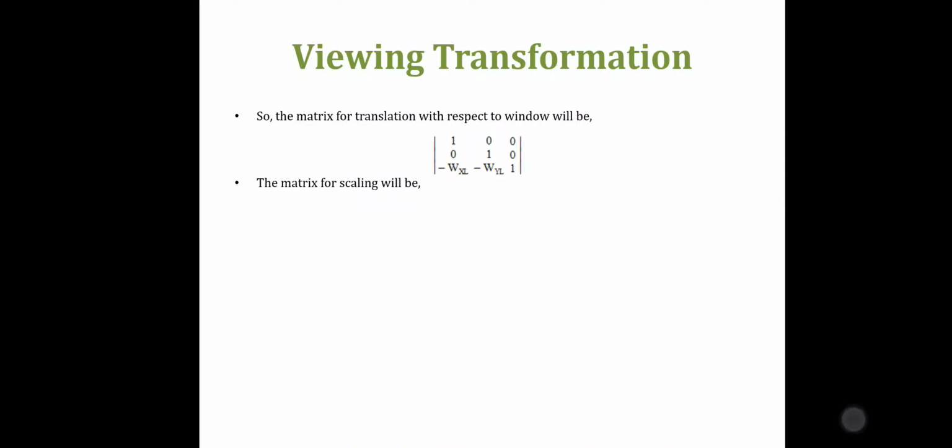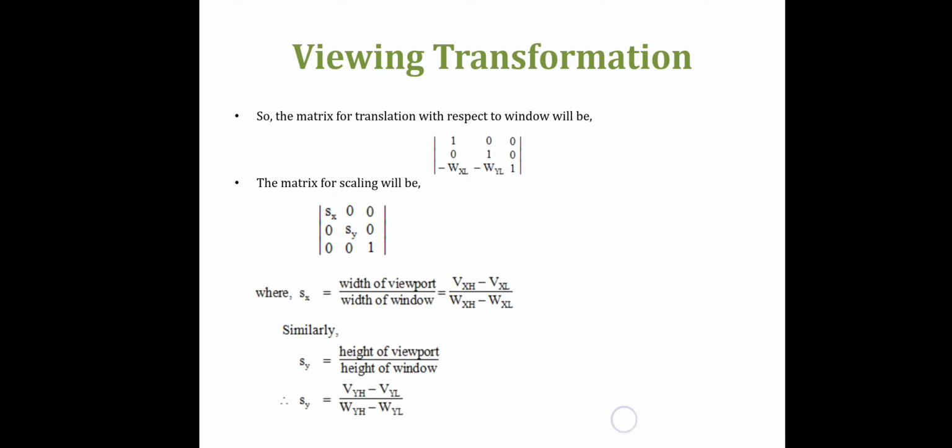The scaling matrix will be like Sx, Sy and 1. For the diagonal elements it is 1, 1, 1, but instead of 1 I am putting Sx and Sy. In this way we represent the matrix as Sx, Sy and 1. Now, we have to find the scaling in the x direction, which is nothing but the width of the viewport over the width of the window. How do I represent the width of the viewport? The highest x coordinate of the viewport minus the lowest x coordinate of the viewport, divided by the highest x coordinate of the window minus the lowest x coordinate of the window.